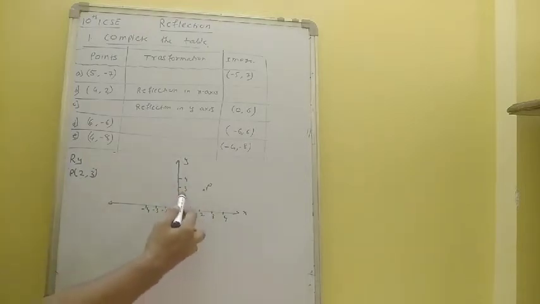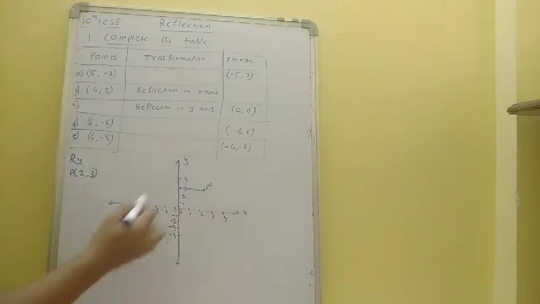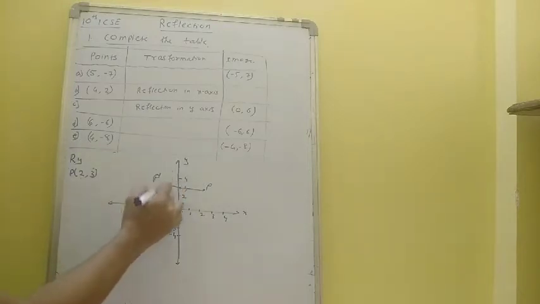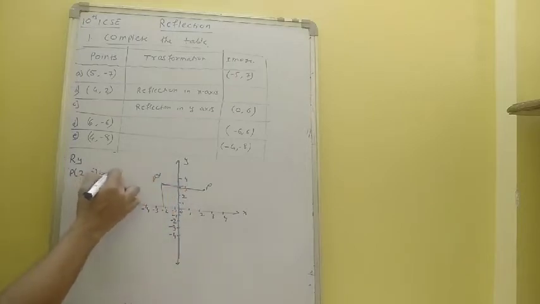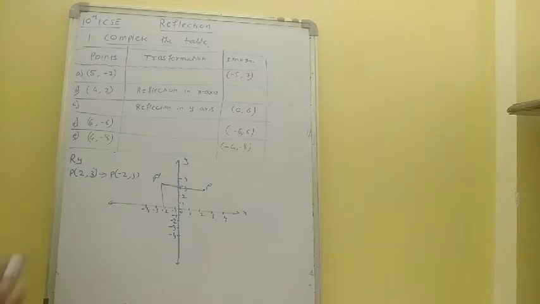This point P is 2 units away from y-axis. So its reflection will also be 2 units away. So the point will be over here and its coordinates are minus 2, 3. If you observe it properly, when we are reflecting in y-axis, x gets changed, and if we are reflecting in x-axis, y gets changed.